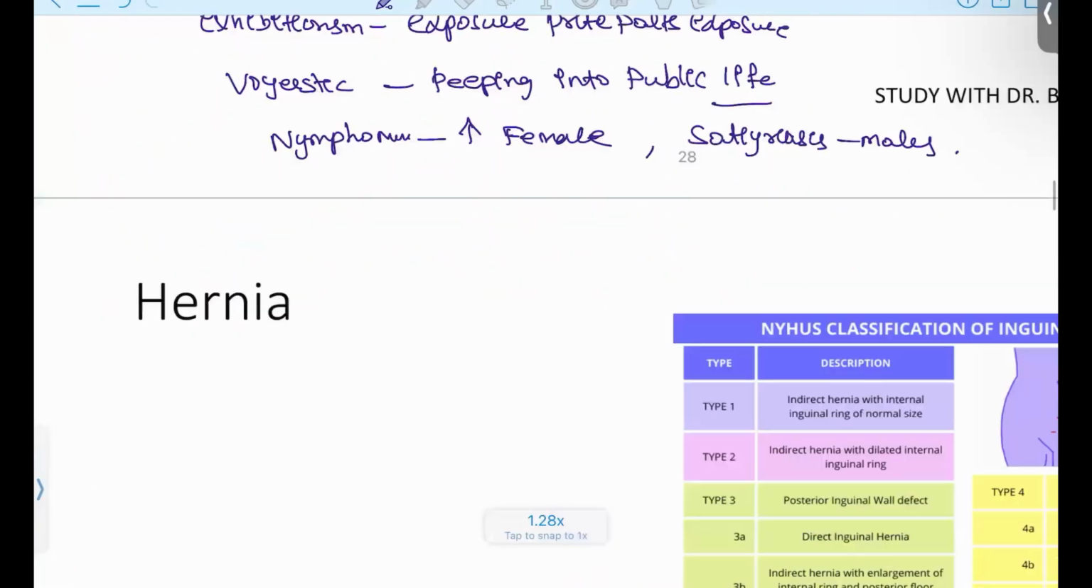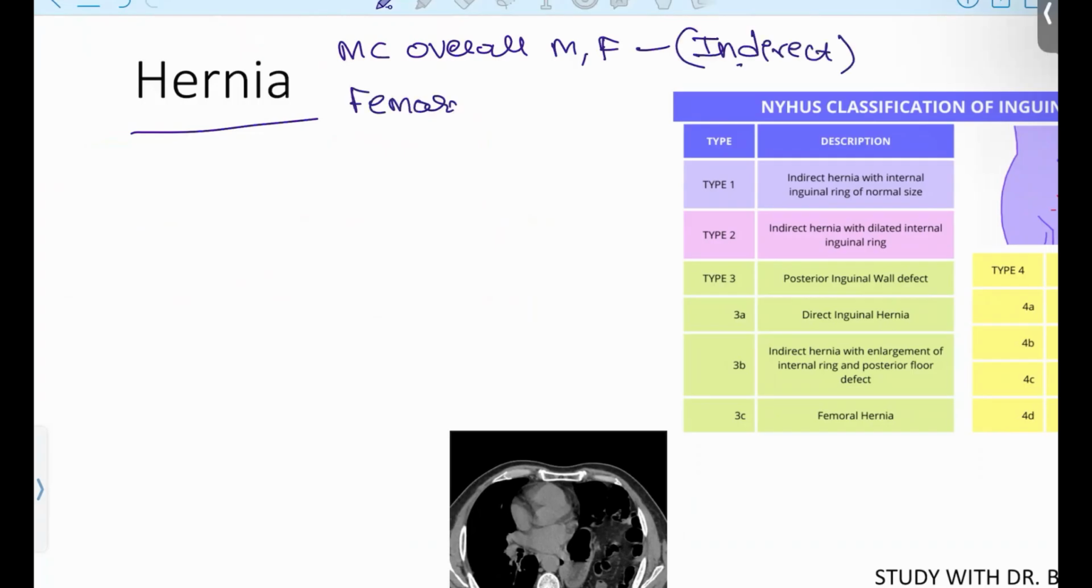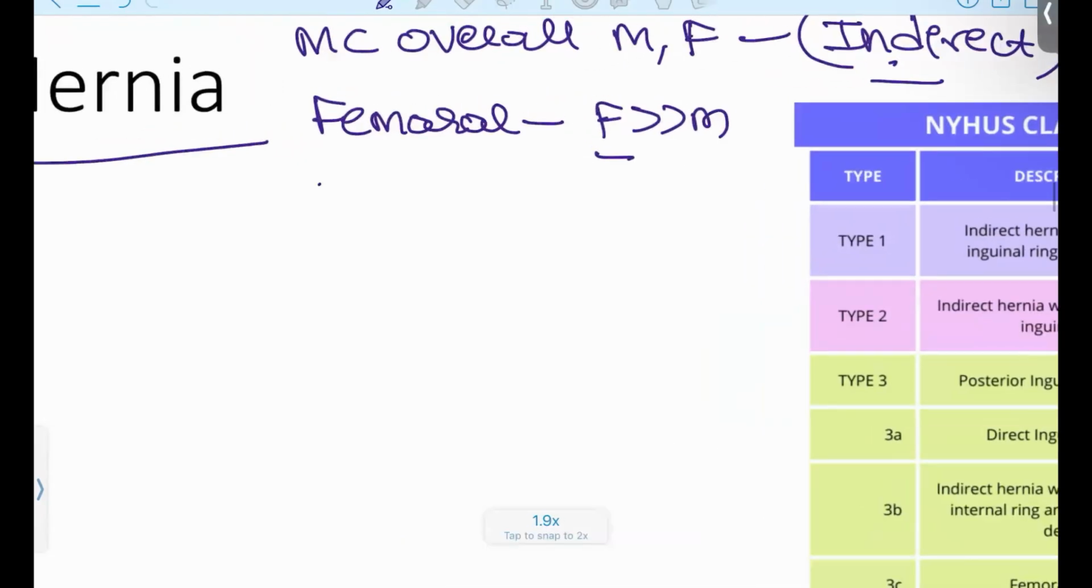Okay. Next one is the hernia. Coming to the hernia, the most common overall, in males, females, old age, everyone, is indirect inguinal hernia. And femoral is most common in the females. It does not mean females have the most risk of femoral. When it is femoral, it is most commonly in the females, but the most common overall is still indirect only. And the most severe is femoral, again due to strangulation.